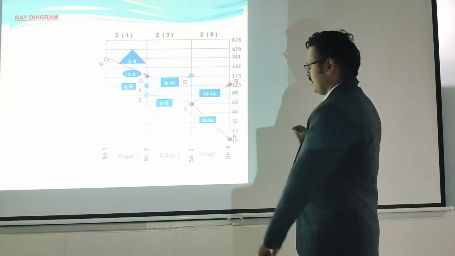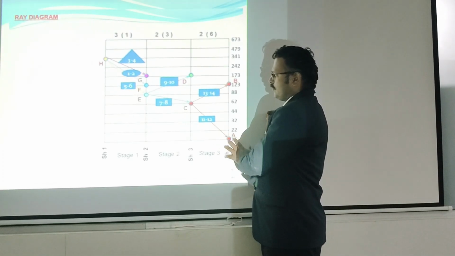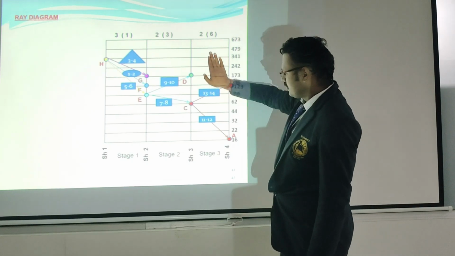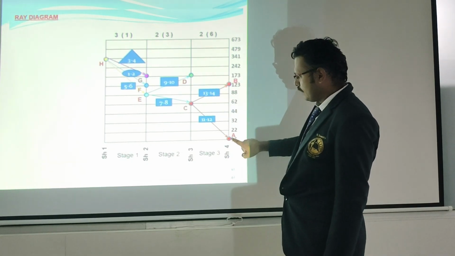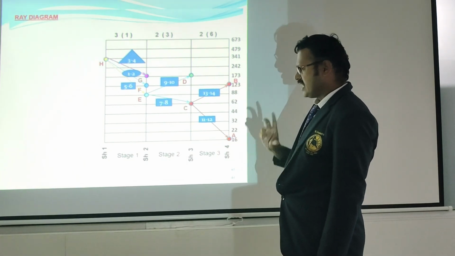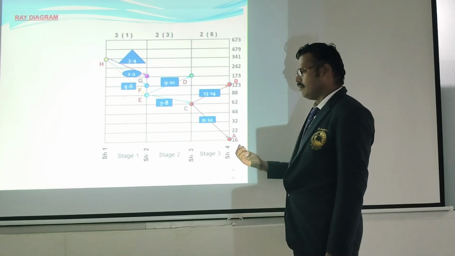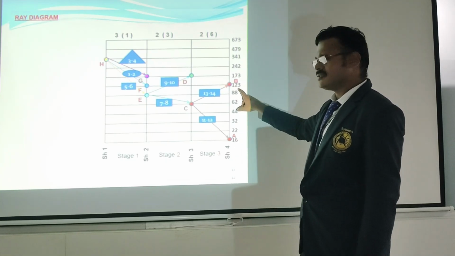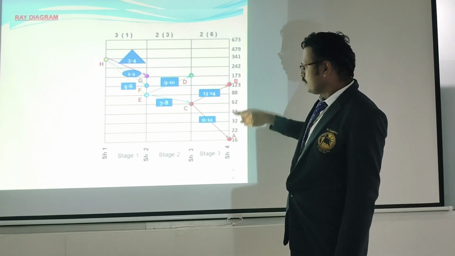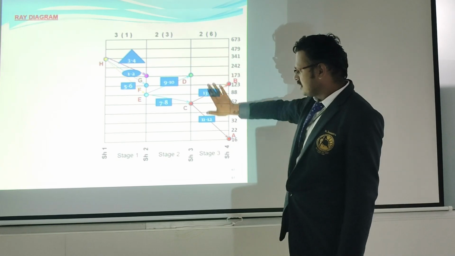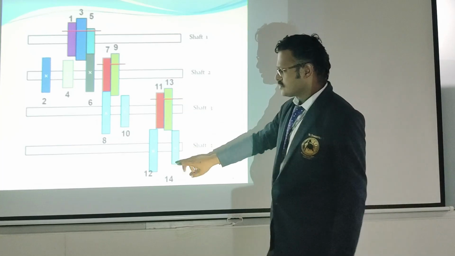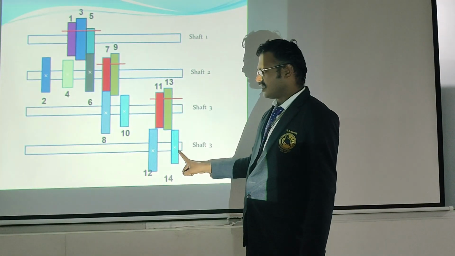Here, to find out the number of teeth, in the third stage it is the minimum speed, it is the maximum speed. So if the gear is large, the speed will be less. If the gear size is small, the speed will be more. So here in the third stage, 2 speeds, 2 gears are there. So it is a larger gear, it is a smaller gear.